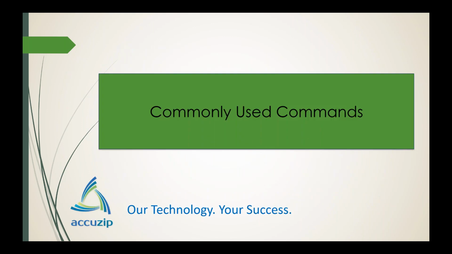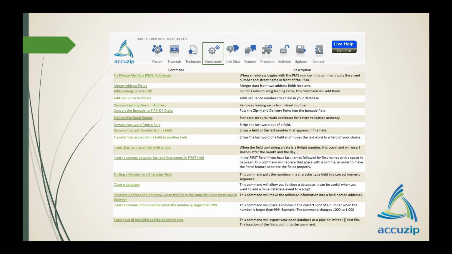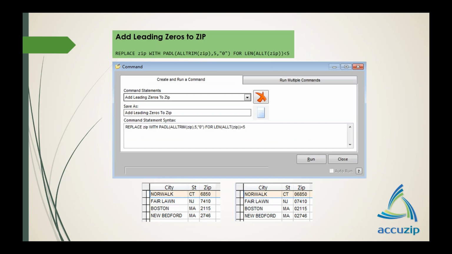So back to that topic of commonly used commands. Here you can see again some commonly used commands, and I've got a couple examples for you here. So here's the add leading zeros to zip command that we have on our website. You can see the command right there. I've copied and pasted the code from that command straight into the command statement syntax area of my command window, and I've saved this command as add leading zeros to zip. And down at the bottom you can see an example of exactly what the database looks like before and after this command has been run.